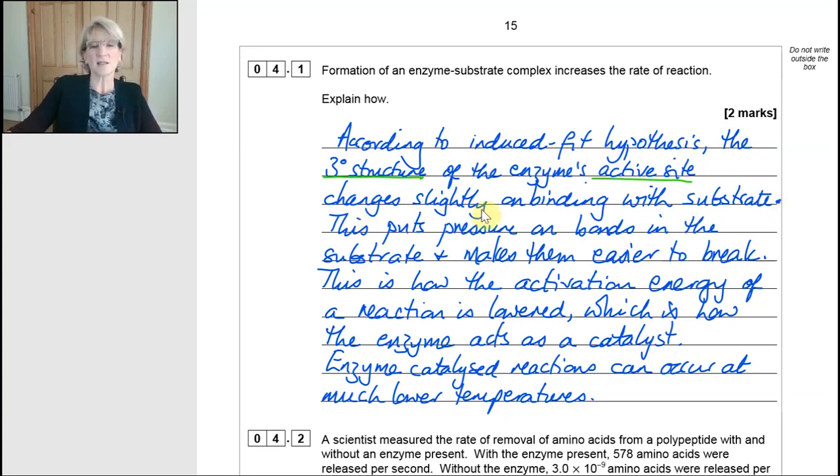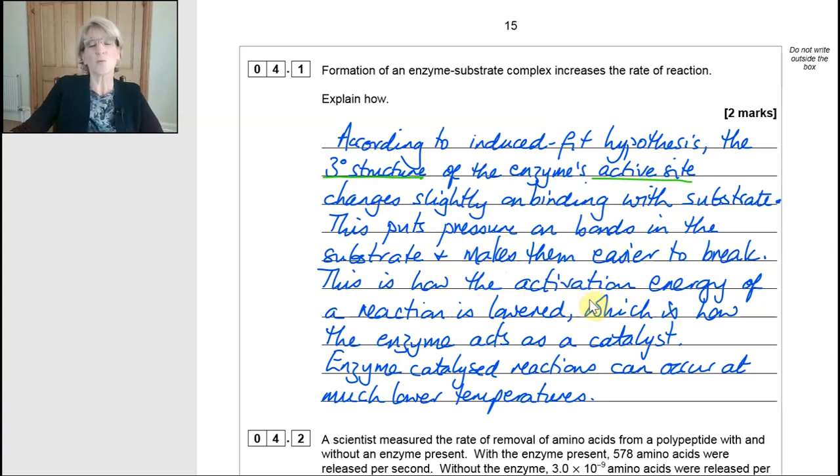And so I said that it changes slightly on binding to the substrate. Now, I know, and I teach this, that it is because it puts pressure on bonds that makes them easier to break.